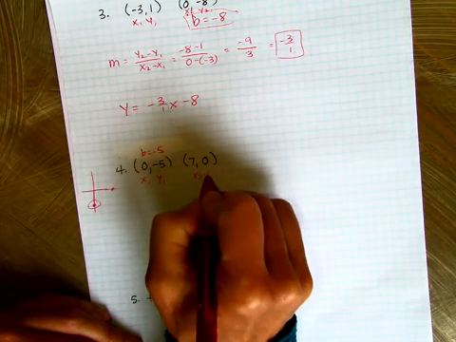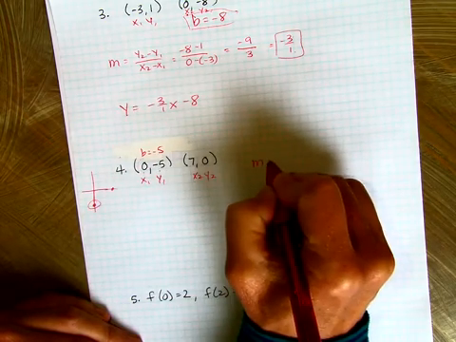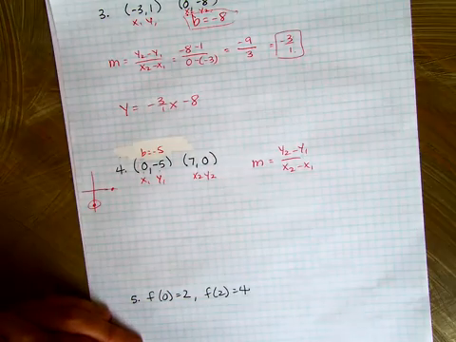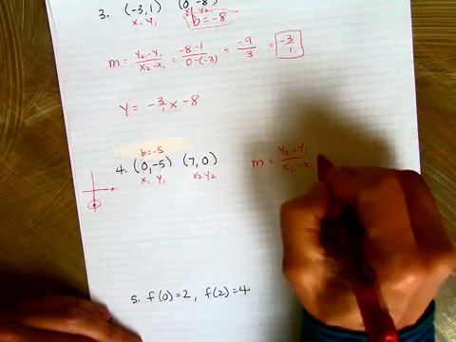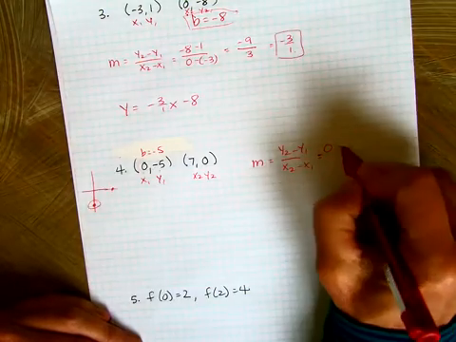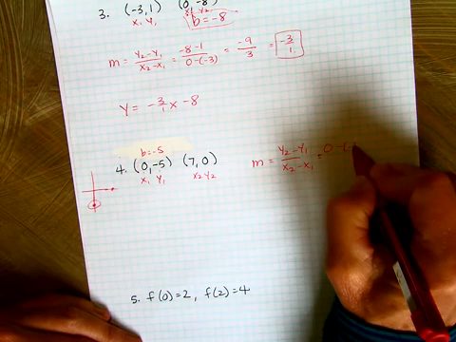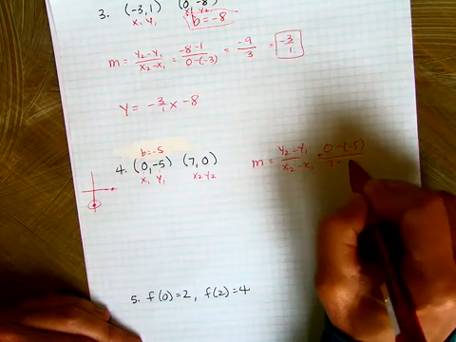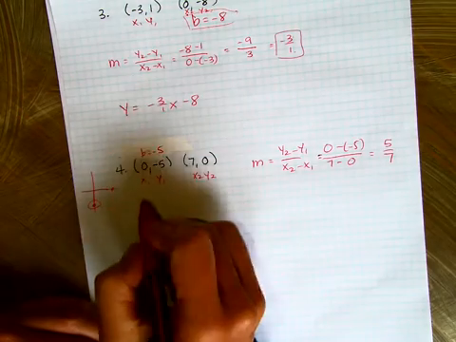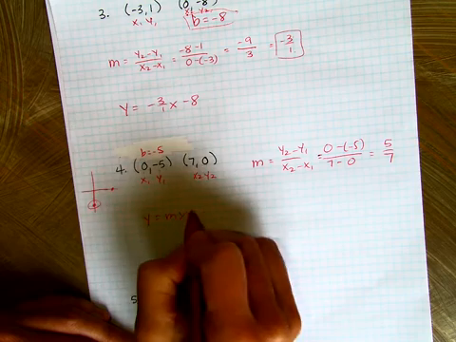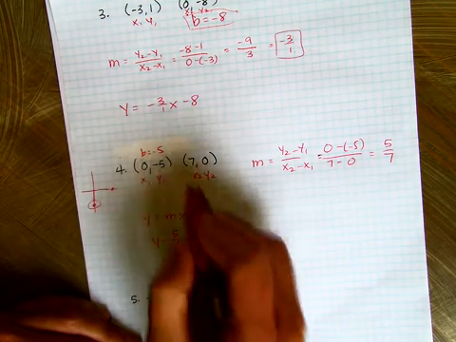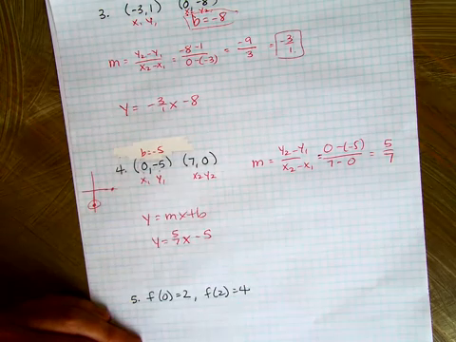x1, y1, x2, y2. M equals y2 minus y1. Notice me writing the relationship every time. Why do I do that? So I don't make a mistake. y2, 0, minus y1, -5. x2, 7, minus x1, 0. And this just becomes 5 over 7. So y equals mx plus b, y equals 5/7 x minus 5.